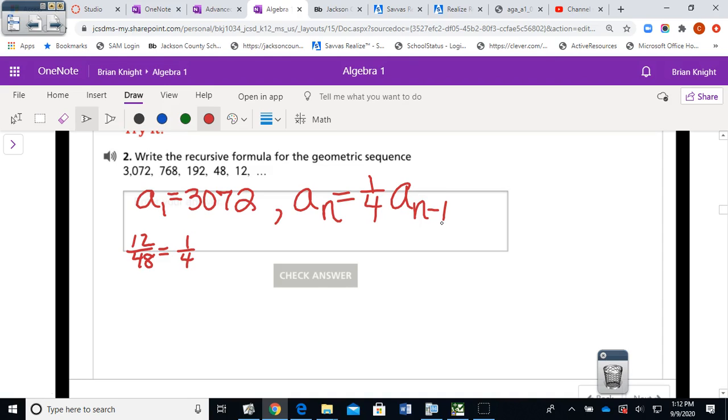If I want the 12th term, I'm going to say a sub 12 equals 1/4 times a sub 11. To get the next term, you multiply the term in front of it by 1/4. So if I want 12, I multiply 48 by what? 1/4. If I want 48, I multiply the term in front of it by what? 1/4. Again, that is the recursive way of doing it.